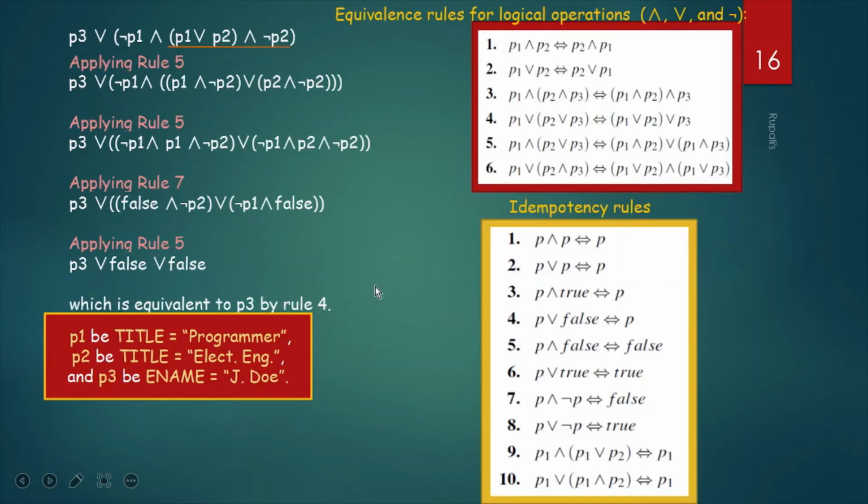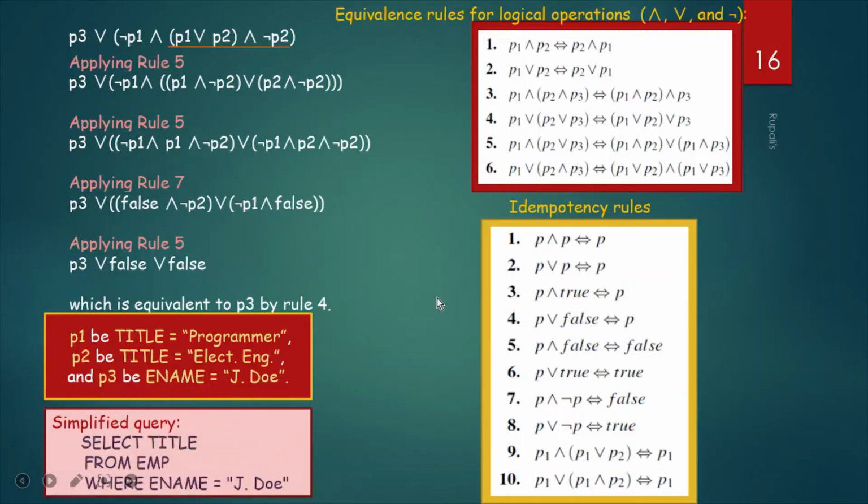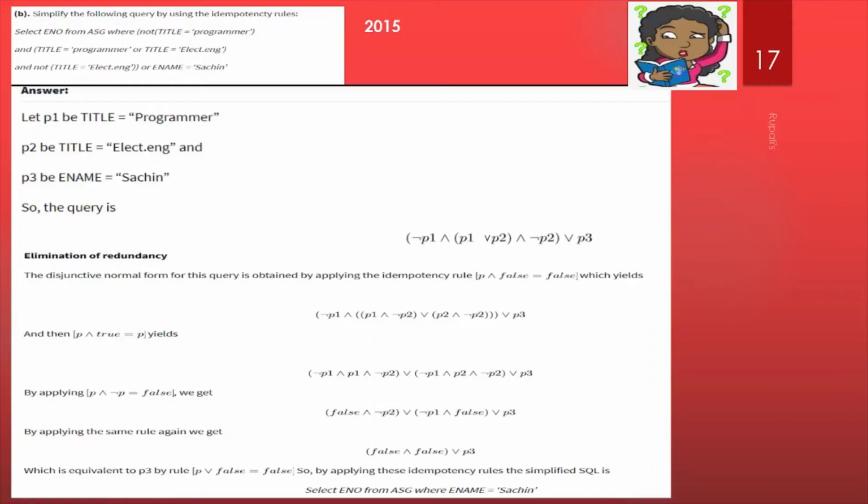Okay. So P1 be the title equals programmer. We already learned P2 be the title equals electrical engineering and P3 be the ename equals JDO. So we can write in this way and the simplified query is select title from EMP where ename equals JDO, only P3. In this way, we can eliminate the redundant expression and we get easily the simplified query by using these rules. These types of questions come in your university exam. One is solved for you.